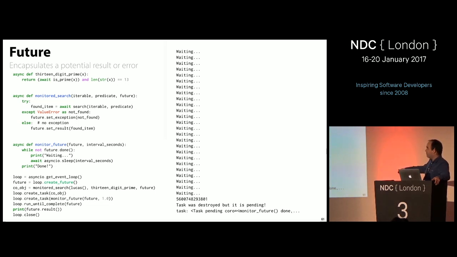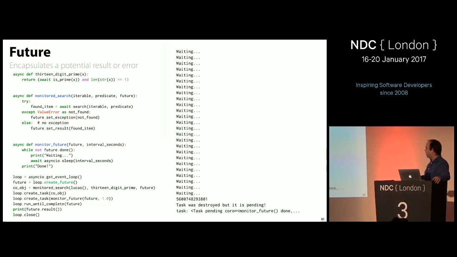And add the coroutine object that comes back from that invocation to the event loop as a task. Here I create another task using monitor future, and I pass the same future instance here. So I'm creating the future here. I pass the same future into the monitored search and into this monitor future task. Okay? And then I run until complete. Off we go. And we get waiting, reported from the monitor future task until the monitored search returns its result.